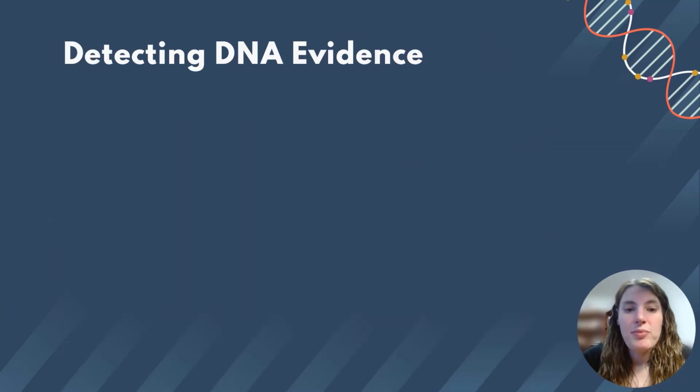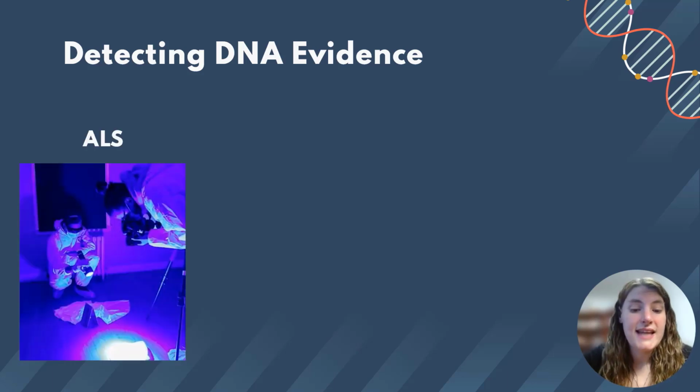Now, identifying biological evidence at a crime scene isn't always as simple as spotting a visible bloodstain. Many types of biological evidence, like saliva, semen, or touch DNA, are invisible to the naked eye. Forensic investigators use specialized detection methods to locate and confirm the presence of these substances. Let's focus on three of the most common methods used in crime scene investigations.